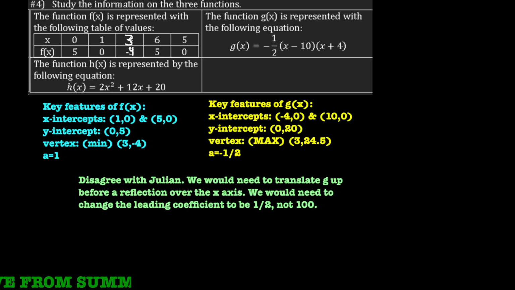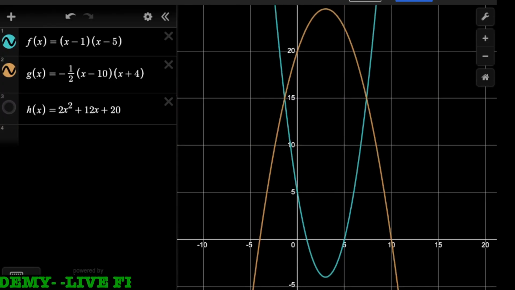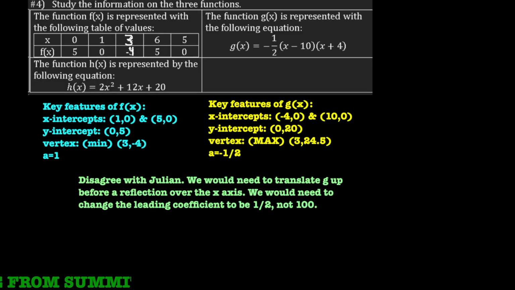And lastly, for part D, if we're looking at these two graphs, we're trying to compare and contrast and ask what Julian's saying. So Julian wants to just reflect and divide it by 100, but we need to say this. If we're looking at our setup, well, I disagree with Julian, and then we could say why. We would need to translate G up before reflection over the x-axis, and we would need to change the leading coefficient to be 1/2, not 100.